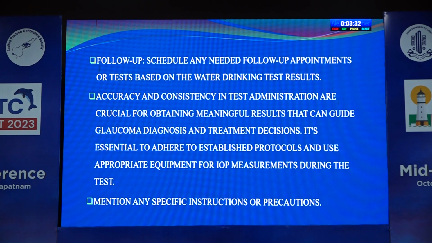Follow-up: schedule any needed follow-up appointments or tests based on the water drinking test results. Accuracy and consistency in test administration are crucial for obtaining meaningful results that can guide glaucoma diagnosis and treatment decisions. It's essential to adhere to the established protocols and use appropriate equipment for IOP measurements during the test. Mention any specific instructions or precautions.